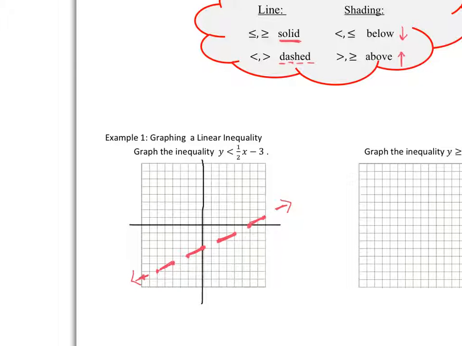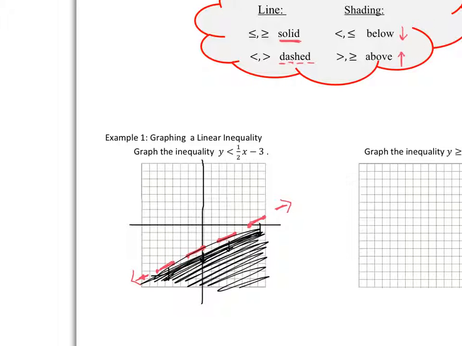All right, now step 3 is to shade. Are we going to shade above or below the line based on the sign? Below. So you can see it's easier when they're kind of flat like this that we shade below, but I like to draw those arrows because sometimes it gets confusing. I'll show you.